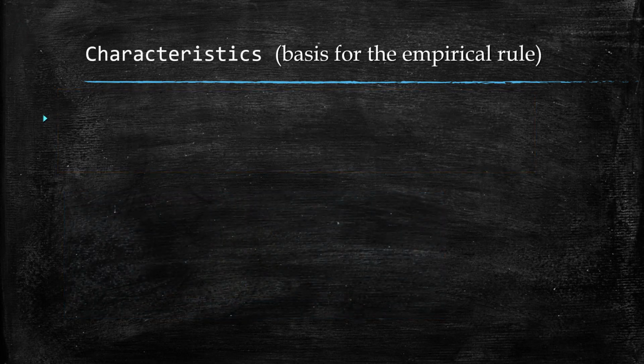The next characteristic is the basis for the empirical rule. That means how the values of a normal random variable are distributed.